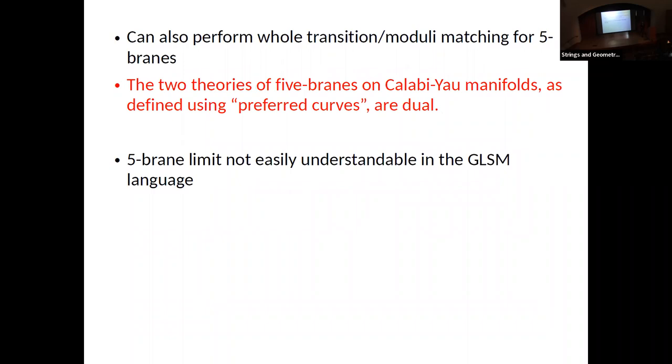If you just wrap the five-branes over these preferred curves, the entire theory transitions through in a way that preserves all degrees of freedom. So this is a new conjectural duality that you can't understand with normal GLSM tools. This doesn't follow automatically from target space duality, but it is the same type of effect.